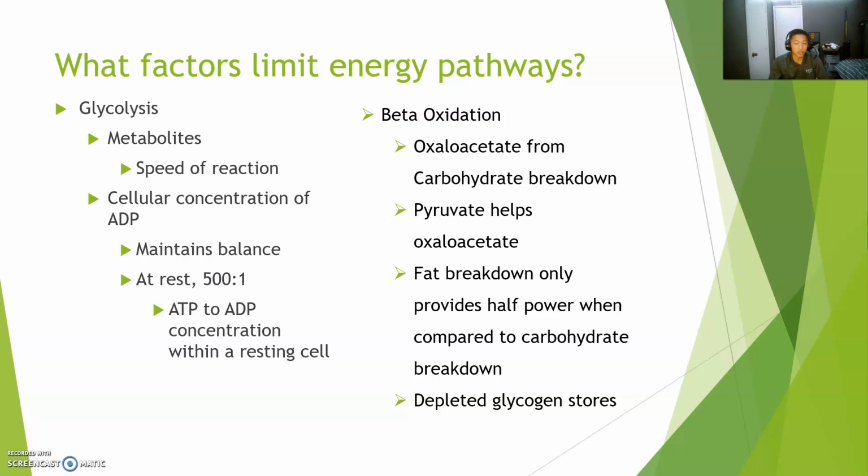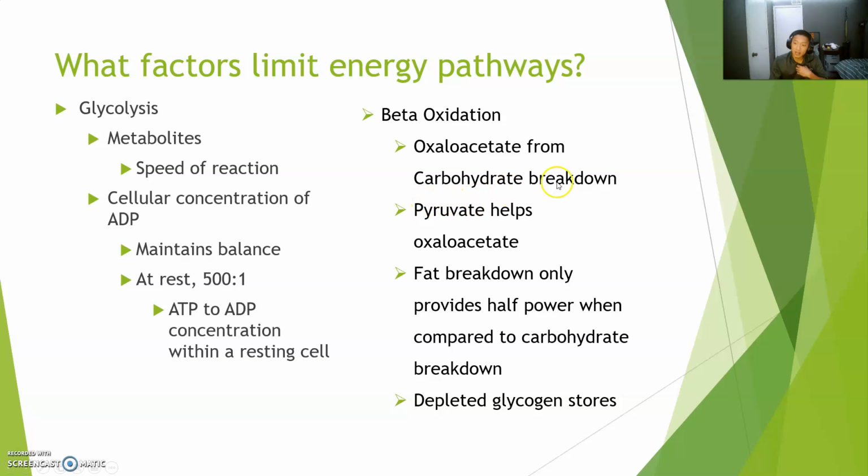As for cellular concentration of ADP, like I said in the beginning, it serves as a cellular feedback mechanism to maintain the balance between ATP and ADP. And at rest, the concentration of ATP to ADP is 500 to 1.